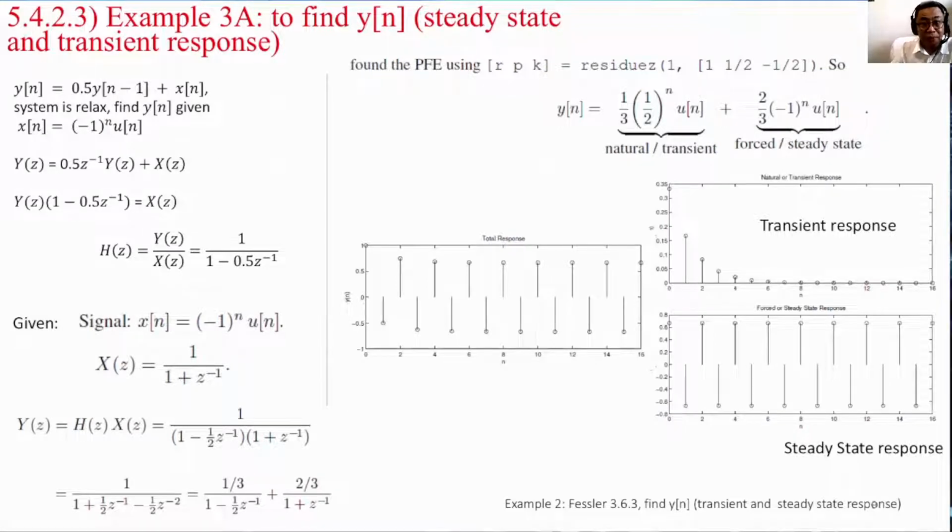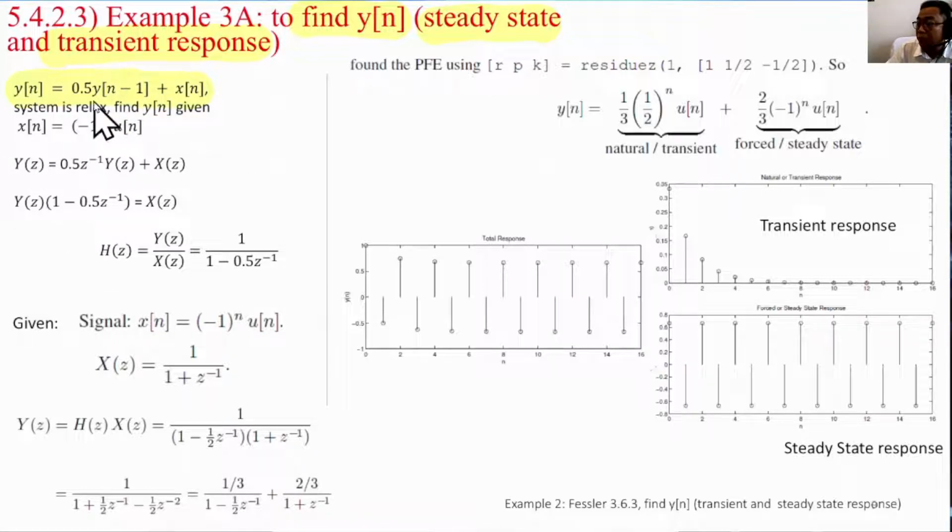This is example 3a of Z-Transform. In this example, we're interested to find again the output y[n]. In particular, we want to examine both the steady state and transient response. We're given the following difference equation to describe the system.